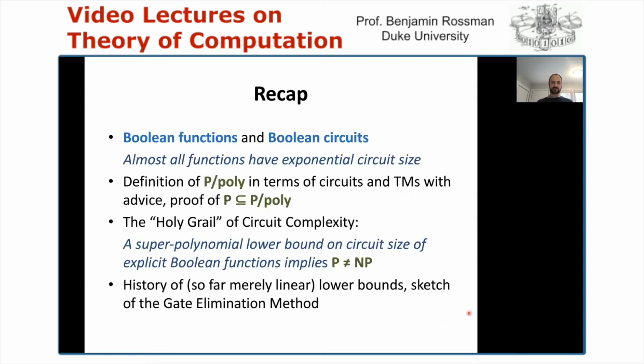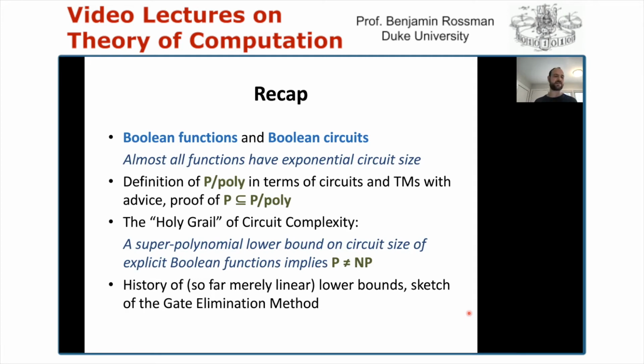Let's recap what we've seen so far. We've defined Boolean functions and Boolean circuits, and we proved Shannon's theorem that almost all Boolean functions require exponential circuit size. We've defined the class P/poly, both in terms of circuits and in terms of Turing machines with advice. And we've given a proof that P is contained in P/poly via this quadratic simulation of Turing machines by circuits.